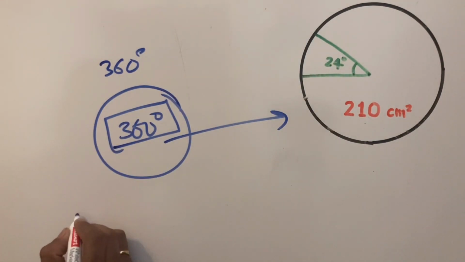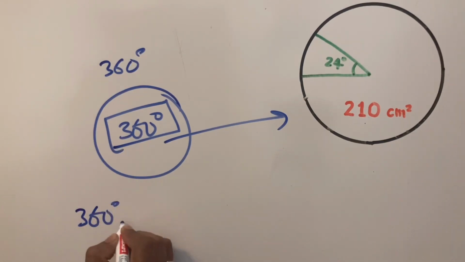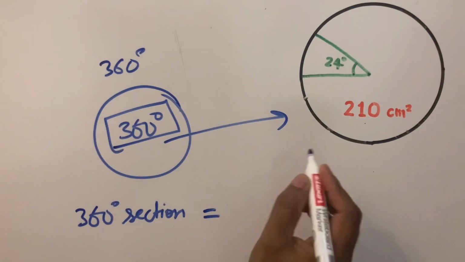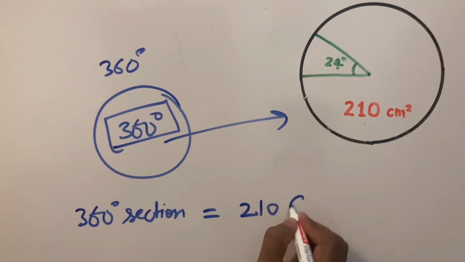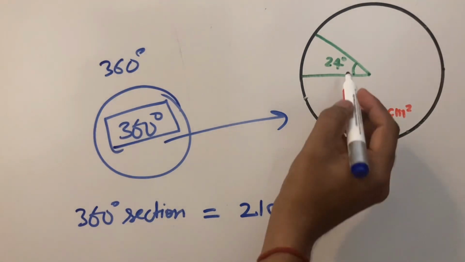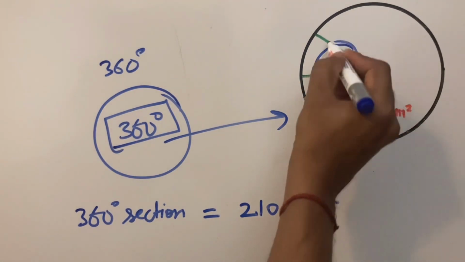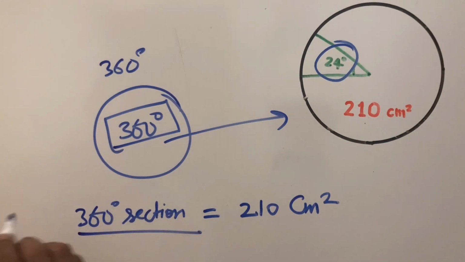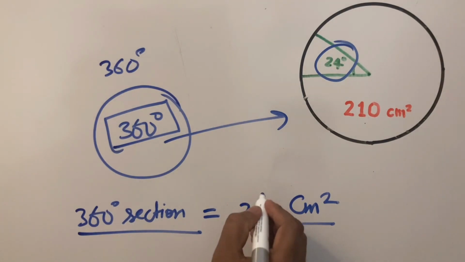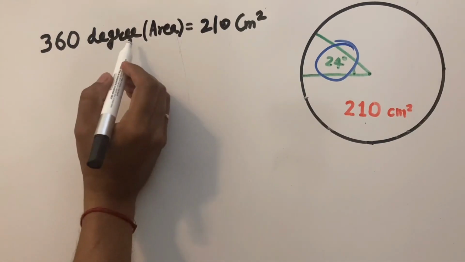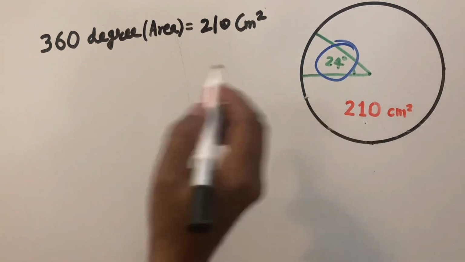Therefore, the area of the 360 degrees section of the circle equals 210 centimeter square. Now in this problem, we have to find out the area of 24 degrees. However, we know that 360 degrees equals 210 centimeter square. Now equate with the equation. So the equation becomes 360 degree area equals 210 centimeter square.